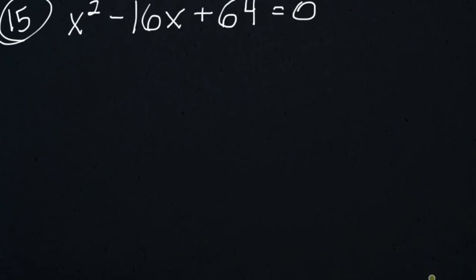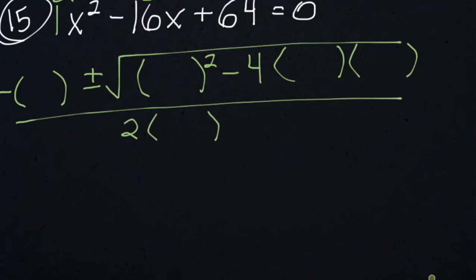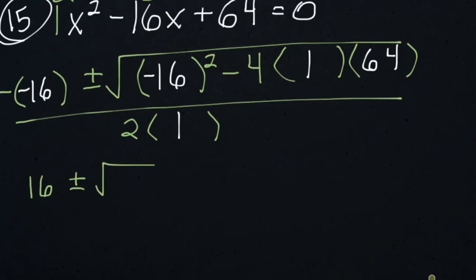Number 15. Is it equal to 0? Yes. Label A, B, and C. Write the equation. What is B? Negative 16. Minus 4 times A, 1, times C, 64, divided by 2A. Now we can simplify. A negative and a negative make a positive. So I have positive 16, and in the denominator, 2 times 1 is 2. Let's figure out what goes under the radical. 16 squared minus 4 times 64. Well, it ends up being 0.